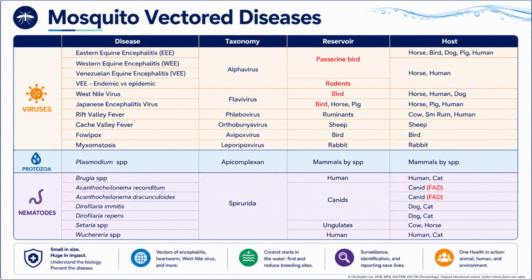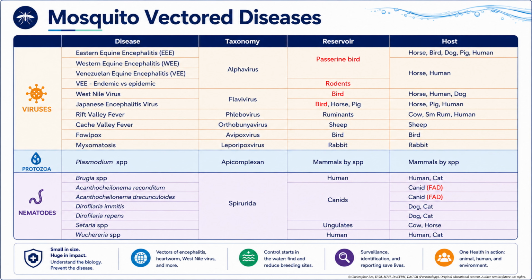Welcome to parasitology and veterinary medicine. Mosquitoes can transmit viruses, protozoa, and nematodes. Among the viruses, you will see alphaviruses, such as Eastern, Western, and Venezuelan equine encephalitis. You will also see flaviviruses, such as West Nile virus and Japanese encephalitis virus, along with other important agents, such as Rift Valley fever virus.